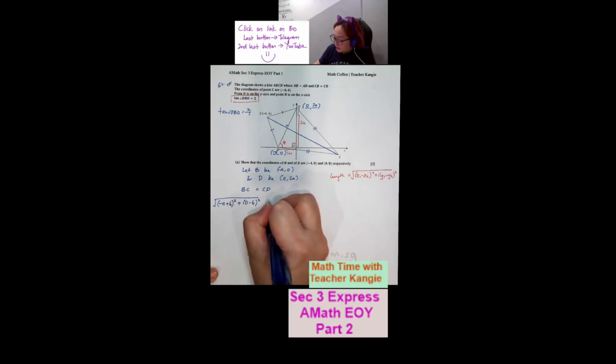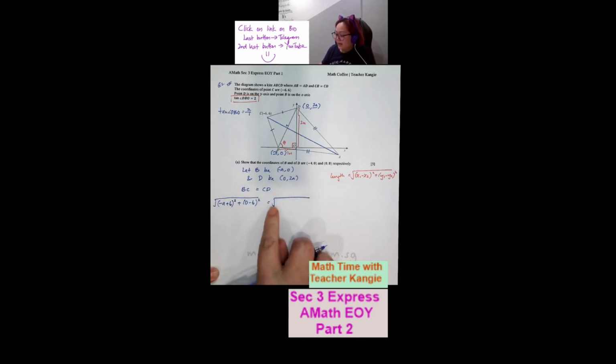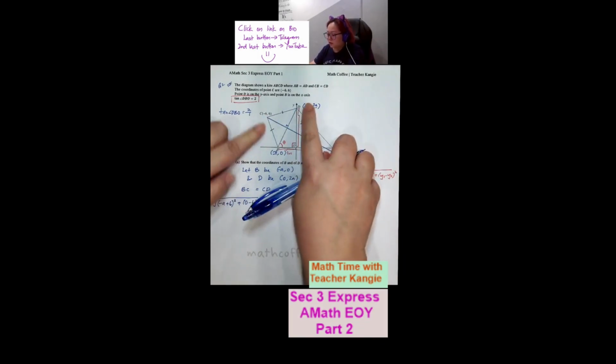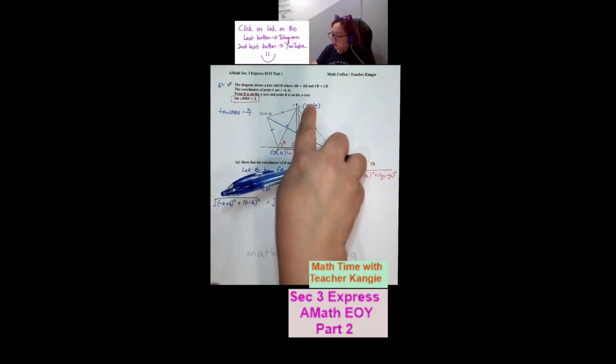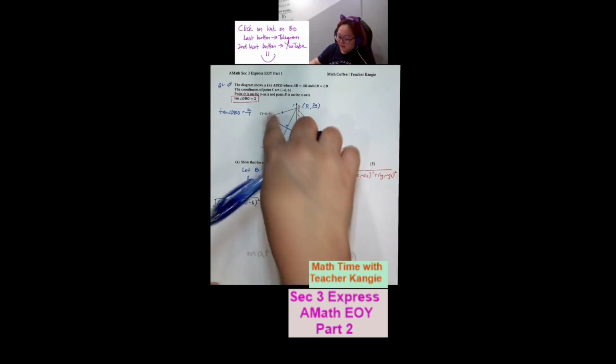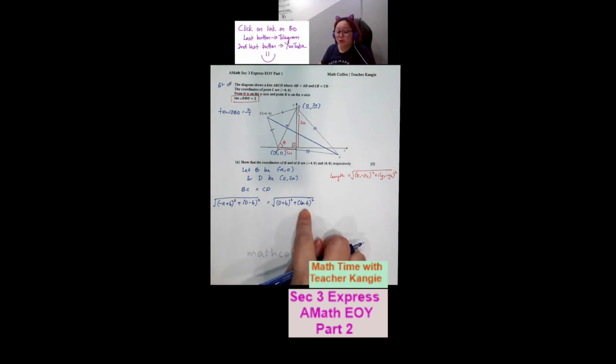Okay, next equals square root. So the length CD, now you will look at C and D. So we do the same thing. So 0 minus 6, so it's 0 plus 6 squared plus 2a minus 6 squared. So now it becomes an equation with only one unknown, which is a. Then you need to solve this.